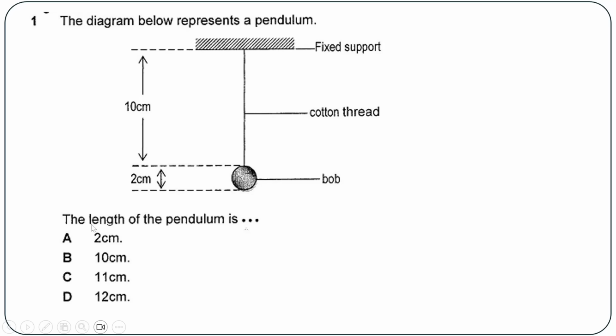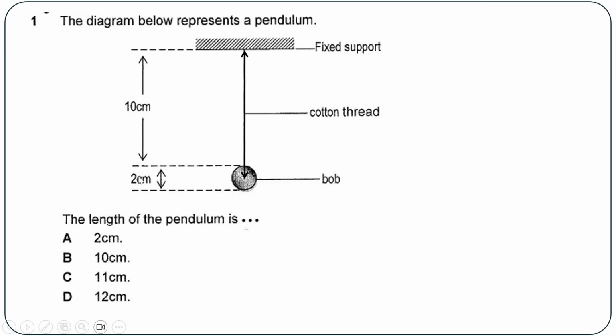Then the question says the length of the pendulum is. So is the length of the pendulum 2, 10 centimeters, 11 centimeters, or 12 centimeters? What you should know is the length of the pendulum is the distance from the support to the center of the bob of the pendulum. So now we know that from here at least to there it is 10 centimeters. How about this other distance?